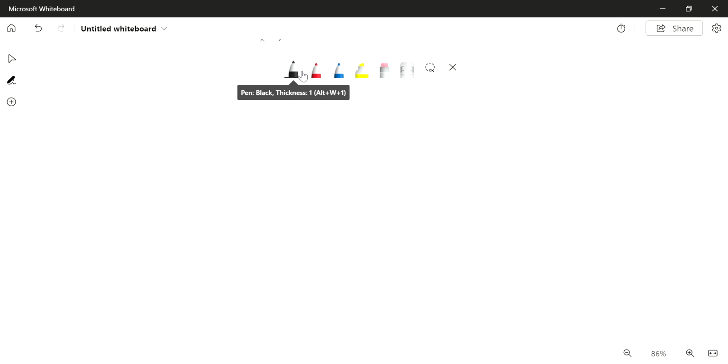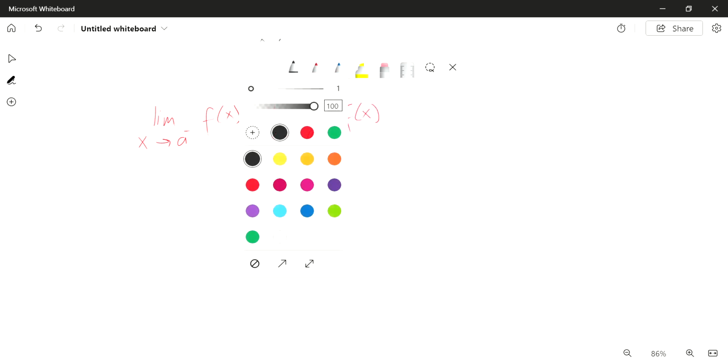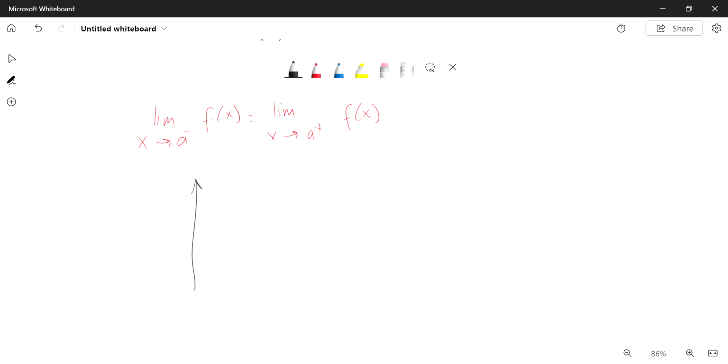But now to seeing whether a limit exists. For a limit to exist, you need to check both the limit from the left-hand side and the limit from the right-hand side. If they both match each other, then the limit exists. So let's take a sample function with a sample value for a.